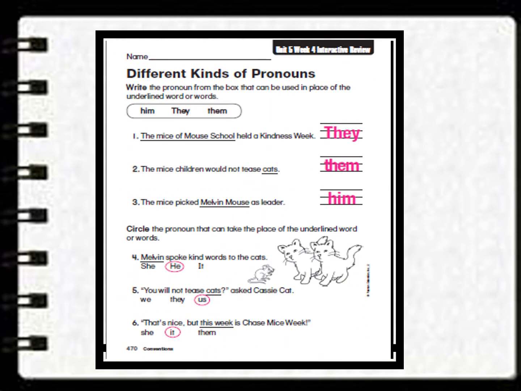In number 1, the mice of Mouse School, it's they. And cats, it's them. And Melvin Mouse, it's him. And number 4, Melvin, it's he. And number 5, cats, us. And number 6, this week, it is it.